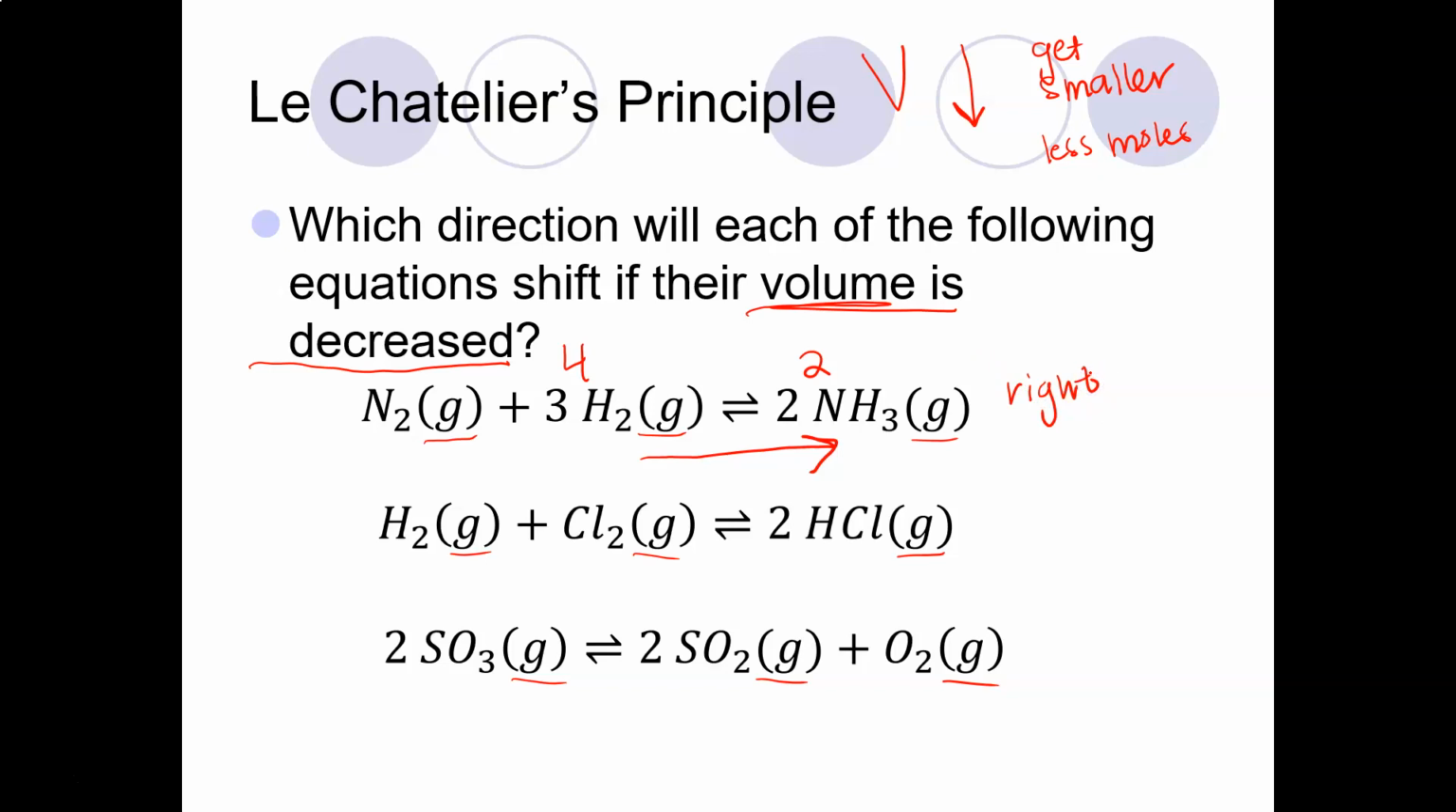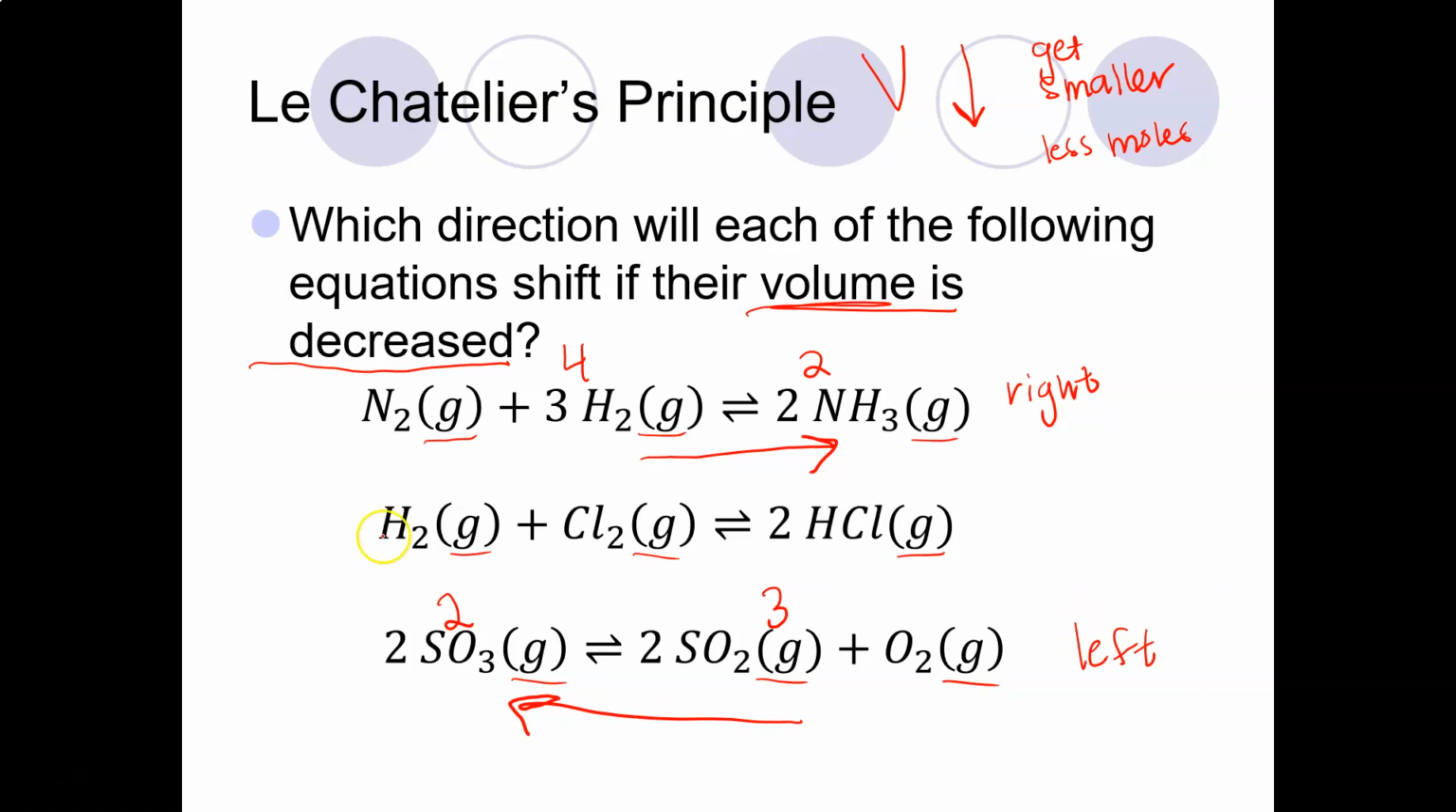I'm going to skip down to the third one first. This one has 2 moles of gas. This one has 2 plus 1, so 3 moles of gas. So if it's going to shift to get smaller, it needs to shift towards the 2, which is smaller than the 3, which means left.